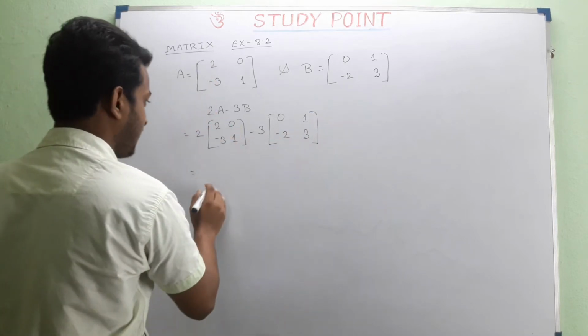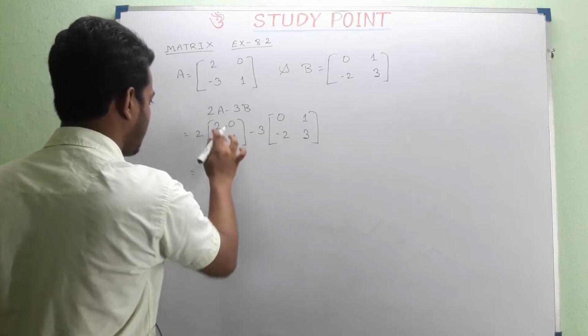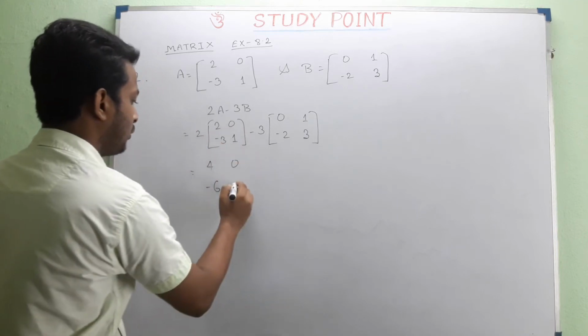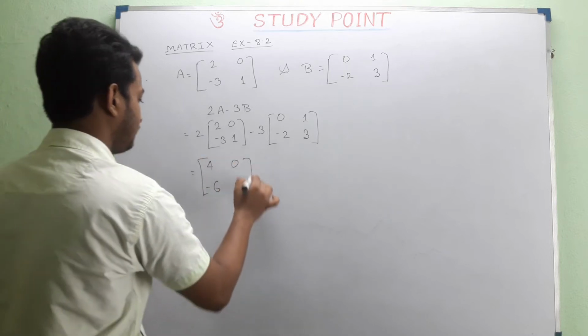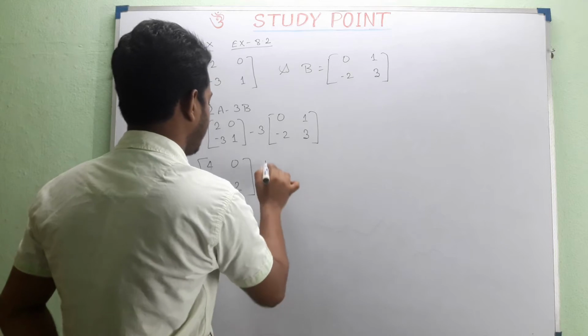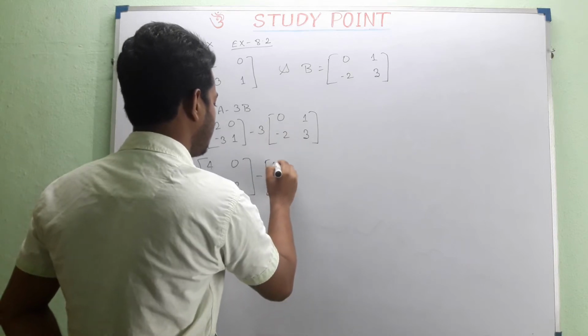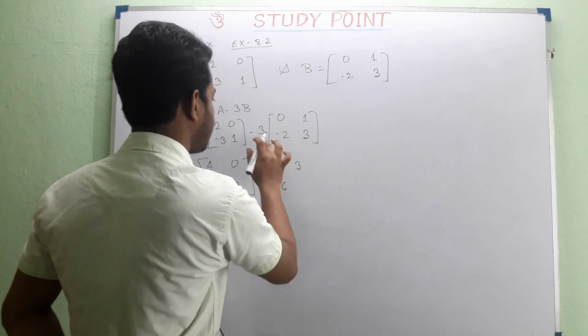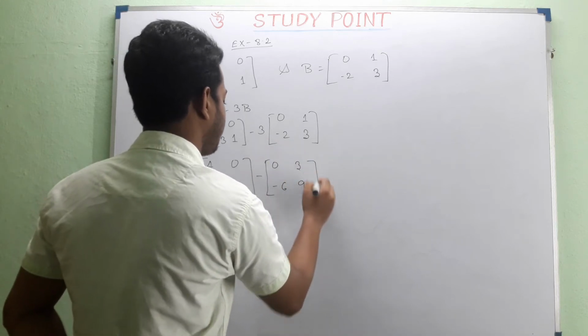Now we have to multiply again. See, 2 into 2 is 4, 2 into 0 is 0, 2 into minus 3 is minus 6, 2 into 1 is 2. Okay, now give the minus sign over here. Now multiply the 3 within the matrix. 3 into 0 is 0, 3 into 1 will be 3, 3 into minus 2 will be minus 6, 3 into 3 will be 9.